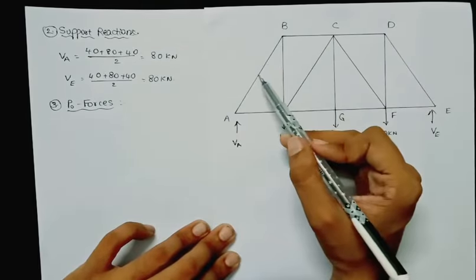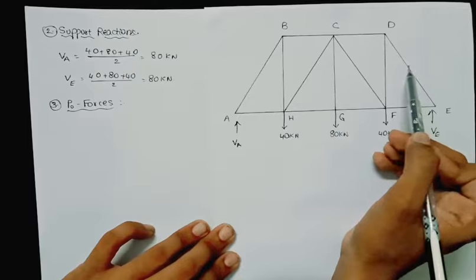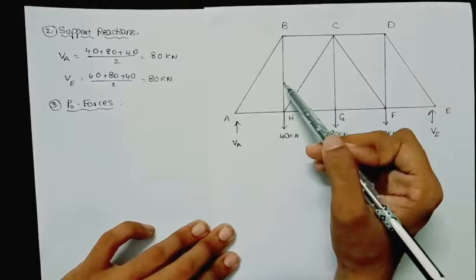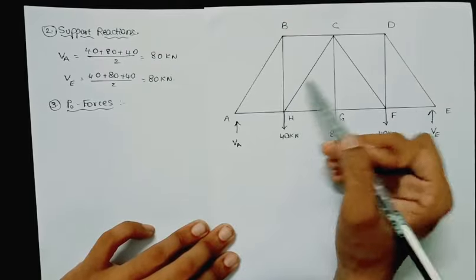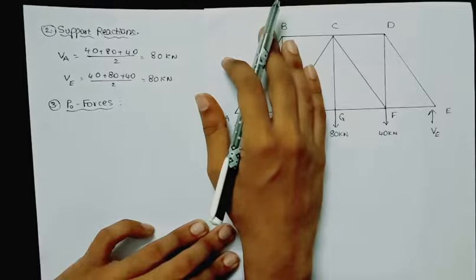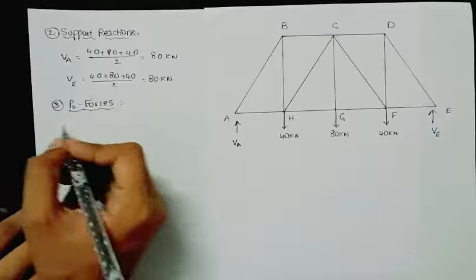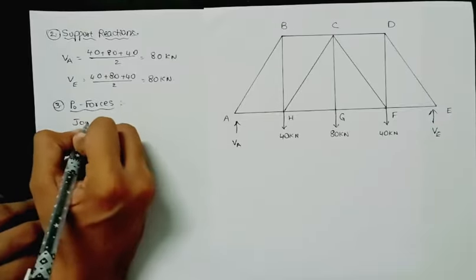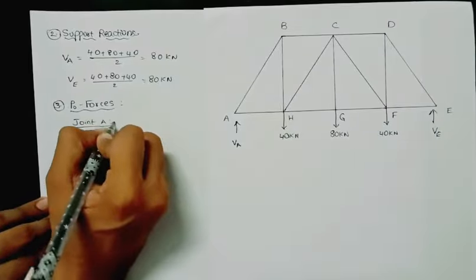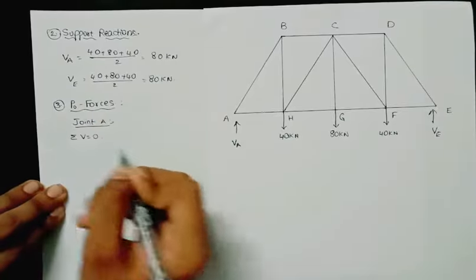If I calculate the force in member AB, then the same will be in member DE. If I calculate the force in member BH, the same will be in DF. Whatever the forces are in the left half, the same will be on the right half. We will start by taking one joint as an example. I will explain one joint. I am taking joint A. I am applying sigma V equal to 0.